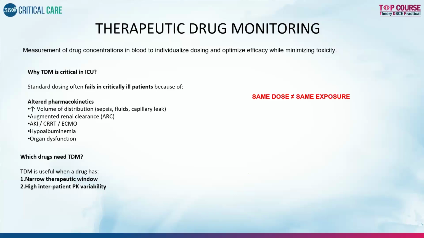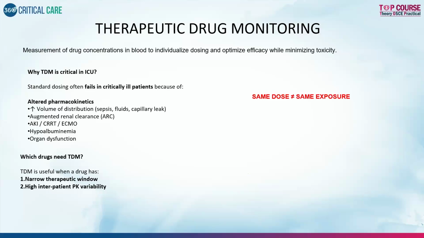So remember, TDM usually are used for drugs with narrow therapeutic window and higher interpatient variability. In which group of patients do you see this higher interpatient variability? Patients with increased volume of distribution, like in sepsis, fluid overload, capillary leak or third spacing, patients with augmented renal clearance, patients on extracorporeal therapy like ECMO or CRRT, patients with hypoalbuminemia and organ dysfunction. So all of these are places where TDMs are required.